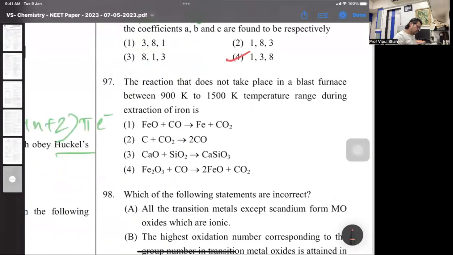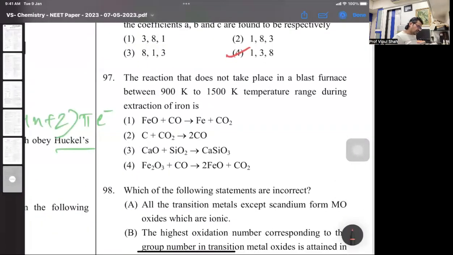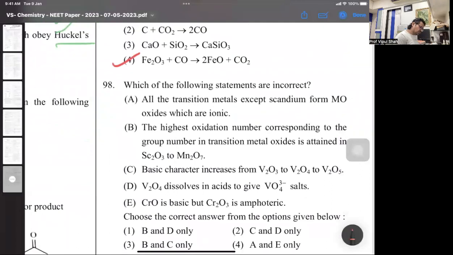That's 96. Then 97th one, reaction that does not take place. This is basically from the diagram from metallurgy between 900 to 1500 Kelvin. That will be D. First 3 will be formed over there. The last one is not formed. So 97 is 4th. Then 98, which of the following statements are incorrect? First one, all transition metals except scandium form MO, which are ionic. That's true because scandium is more stable in +3. And here MO means metal is in +2.